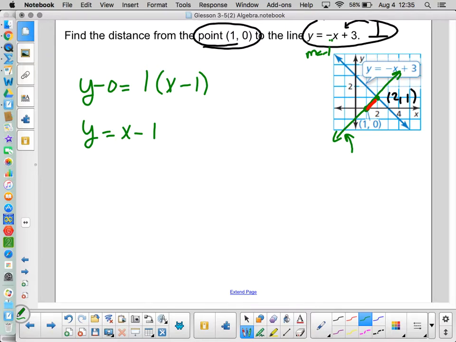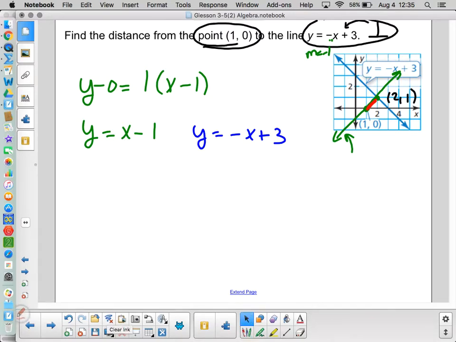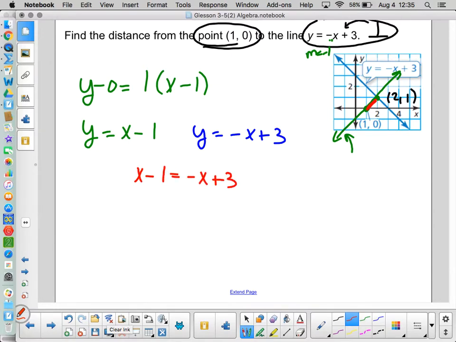y equals x minus 1 is my green line. My blue line is y equals -x plus 3. We need to solve these equations simultaneously. We need to find that point of intersection. Since they're both set equal to y, we just set them equal to each other. So x minus 1 equals -x plus 3.